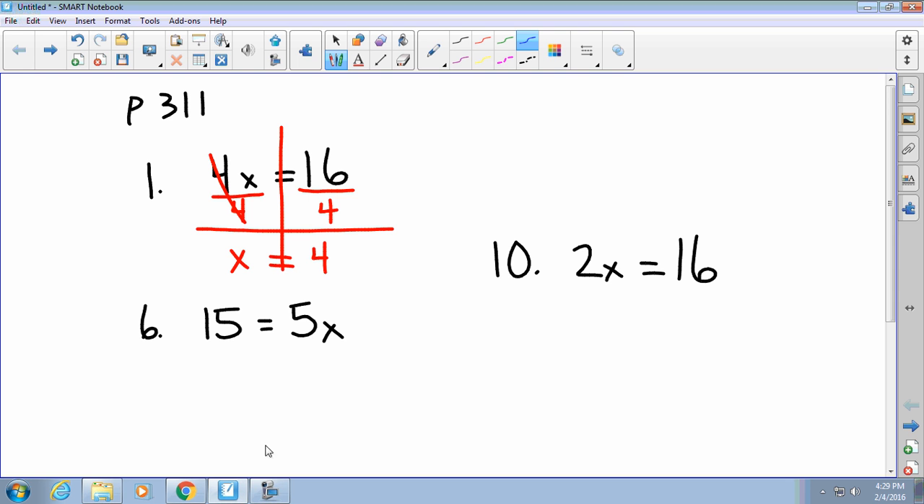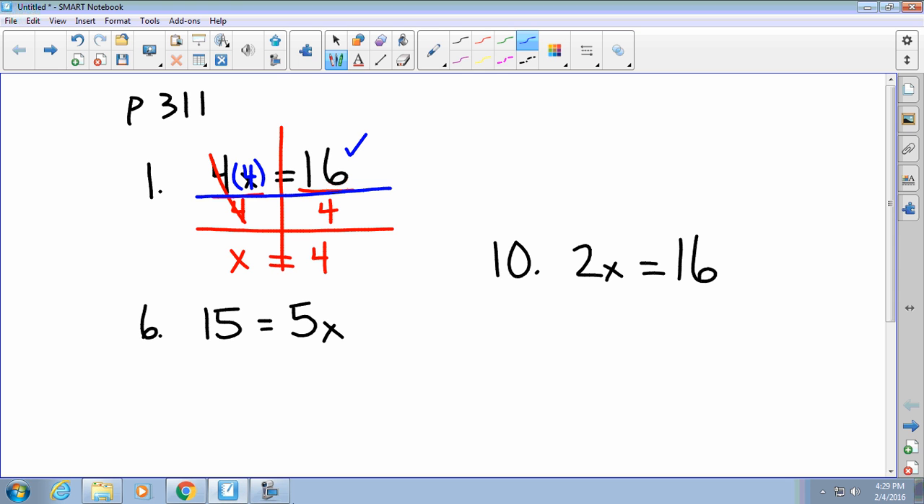Then the final step would be checking your work. Make sure you go back to your original problem. Your original problem is 4x equals 16. Plug in what we think x is. We think x is 4. 4 times 4 is 16. That does check out. I have solved that problem correctly.